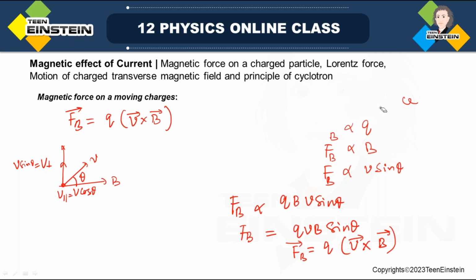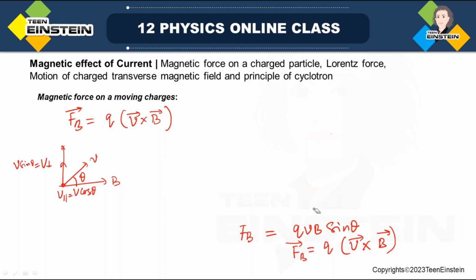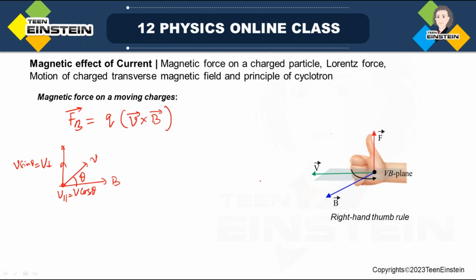Let me now tell you how to find out the direction of the force, the magnetic force. So how to find out the direction of the magnetic force? There are different rules for finding out the direction of the magnetic force exerted by the magnetic field, and one among them is the right hand thumb rule.